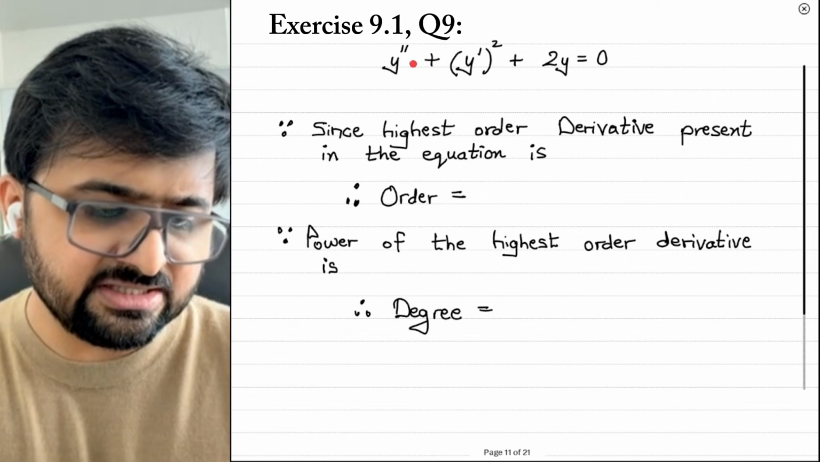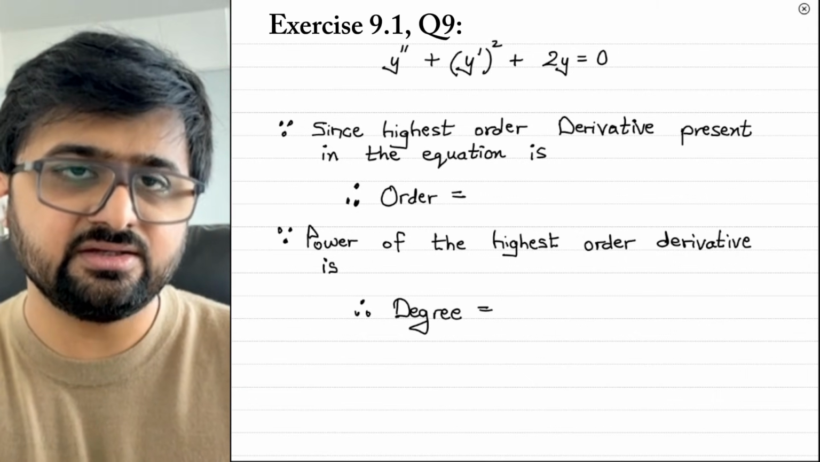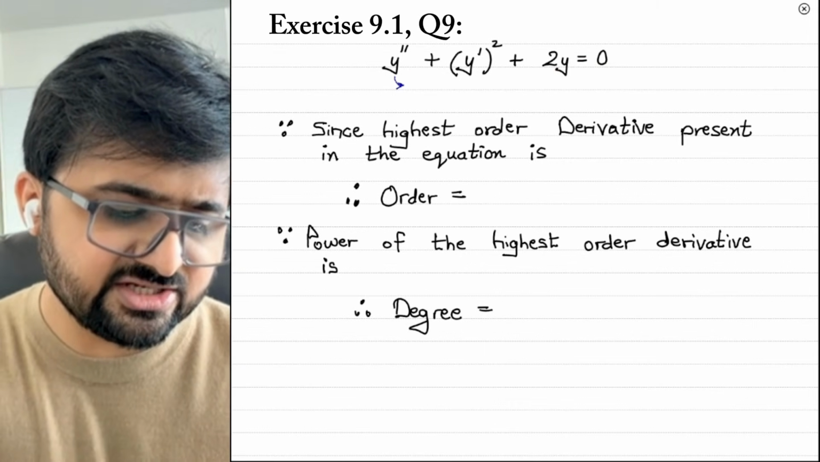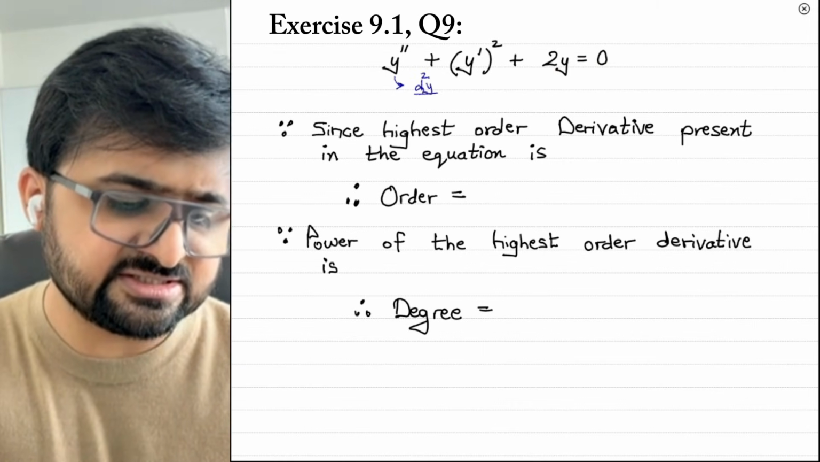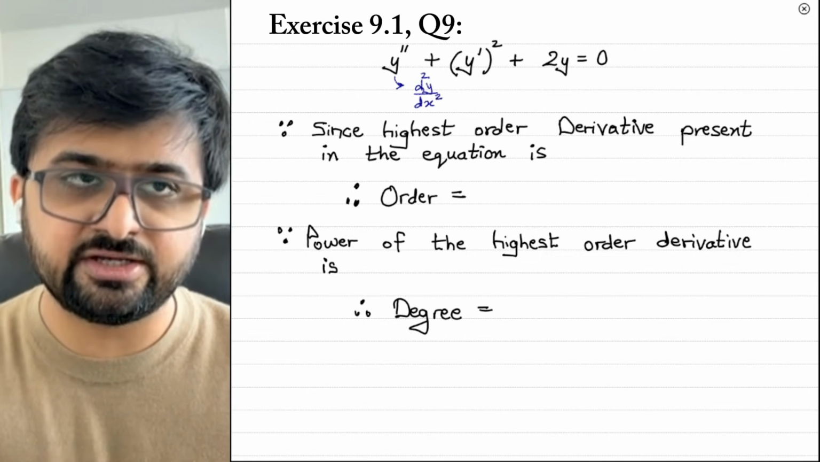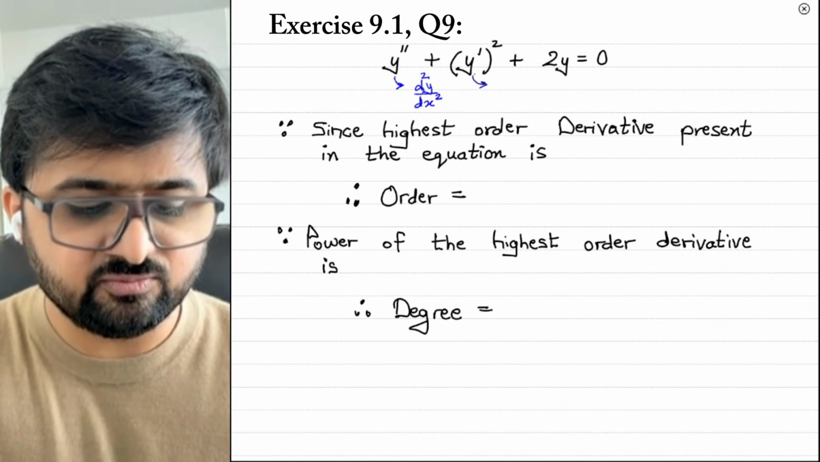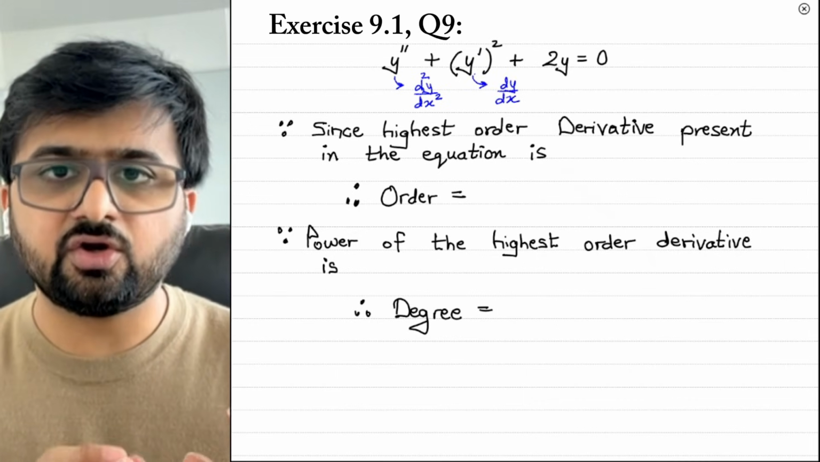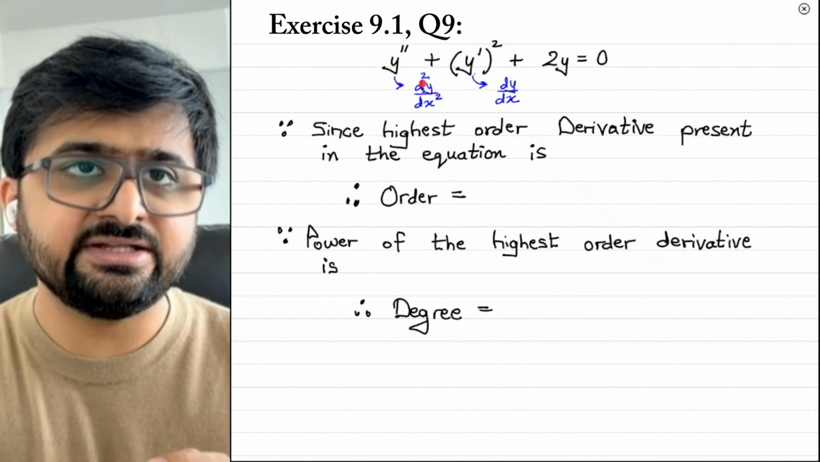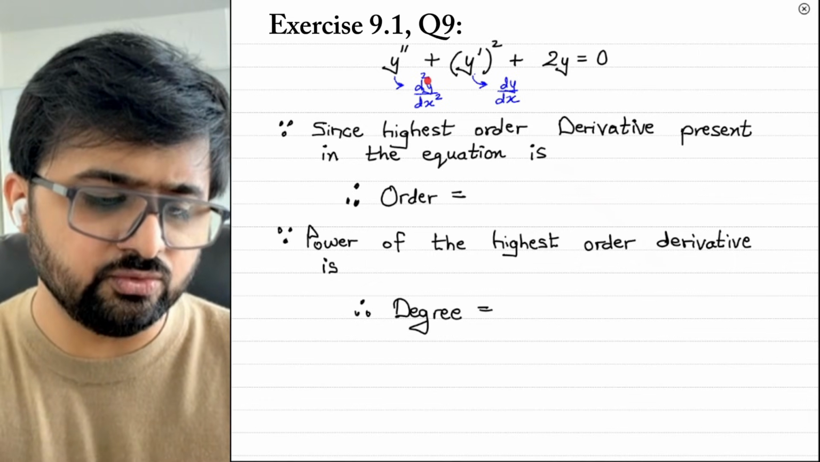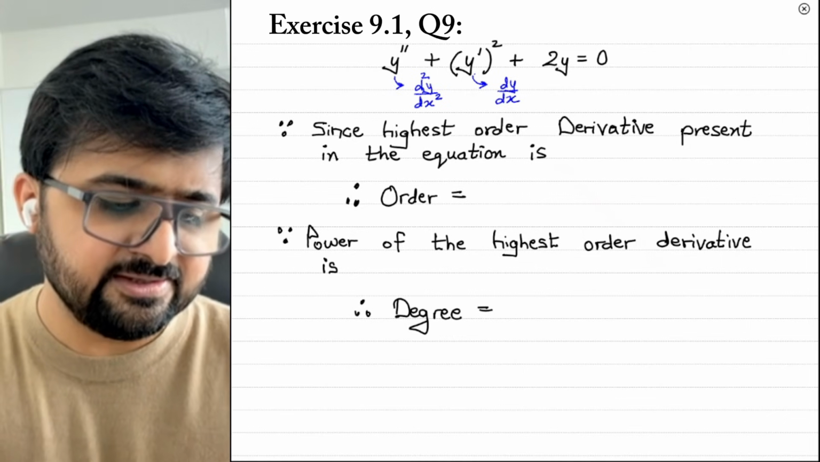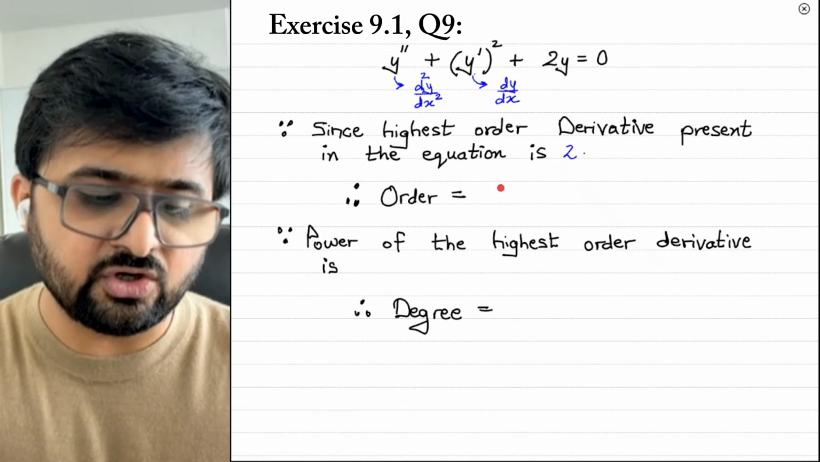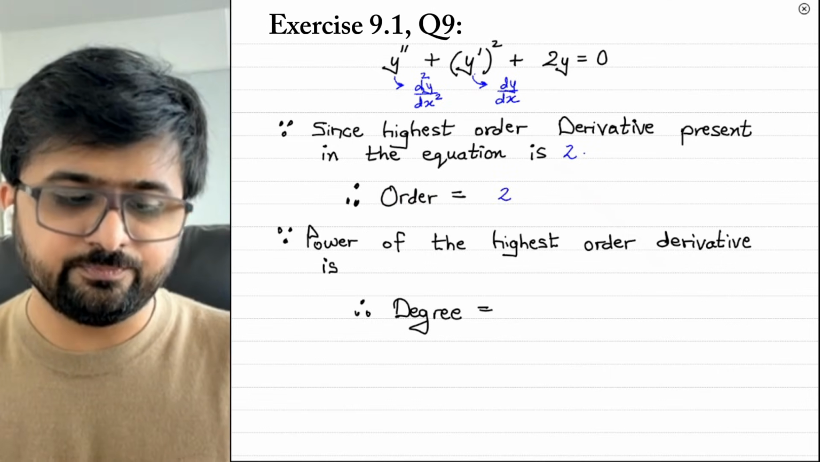We have y double dash plus y dash squared plus 2y is equal to 0. In this case, this y double dash is d2y by dx square, the second order derivative of y with respect to x. This y dash is dy by dx. So if we want to find the order, order is the highest order derivative. In this case, the highest order derivative is 2 because this is the second order derivative. So since the highest order derivative present in this equation is 2, therefore the order of this differential equation is 2.